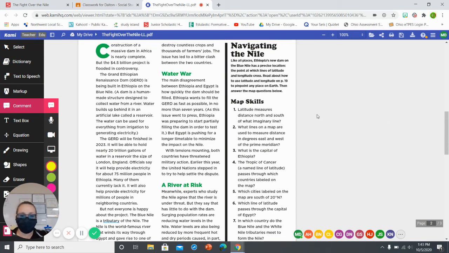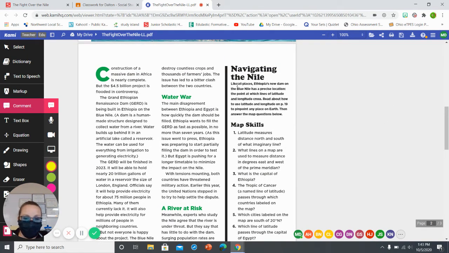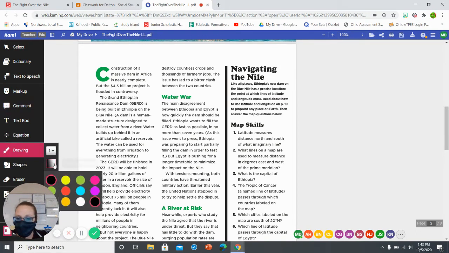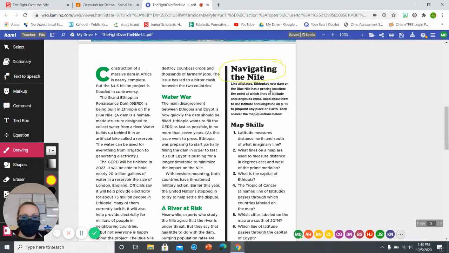Okay, so what we're going to do now is we're going to look at navigating the Nile. We're doing this section right here, navigating the Nile. Like all places, Ethiopia's new dam on the Blue Nile has a precise location, the point at which the lines of latitude and longitude cross. Read about how to use latitude and longitude on page 19 to pinpoint any place on Earth. Then answer the map questions below.